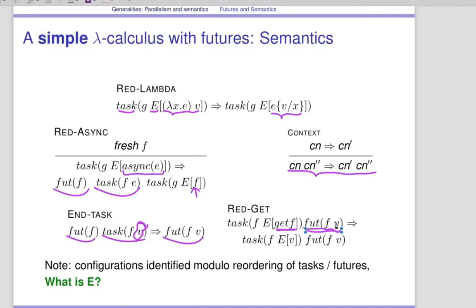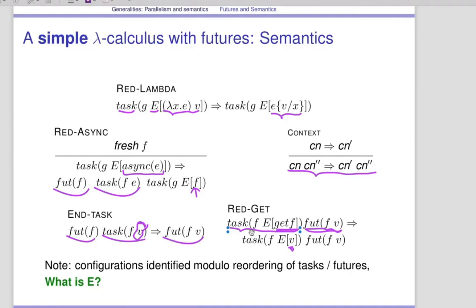And which has a value V, then the access to F, just replace the get F statement by V, which is the value stored. So it just checks that the future has been fulfilled and replaced by the value. If the future has not been fulfilled yet, you understand that this task here cannot do anything. It's blocked here. It cannot continue, at least it cannot continue at this place.